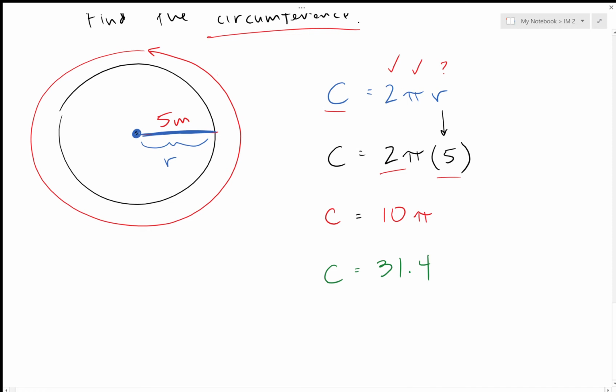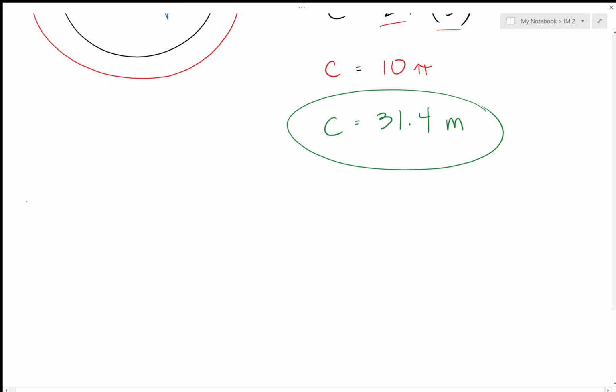Now that is the right number answer, but we still have units because we need them to make sense. So all the way around this circle is 31.4 meters. If you don't have meters, then your answer doesn't make any sense. I can't just say it's 31.4 around. That number needs to make sense to us. All right, let's try another one.